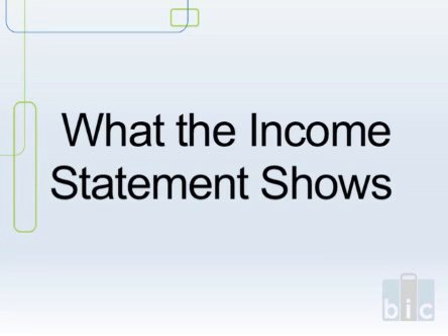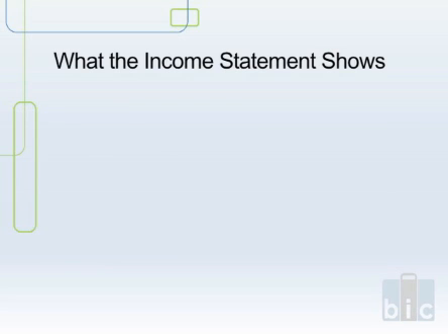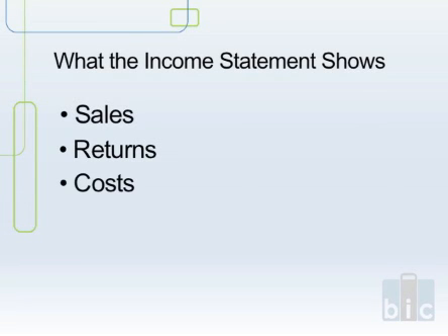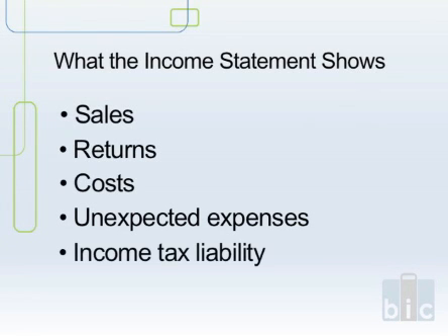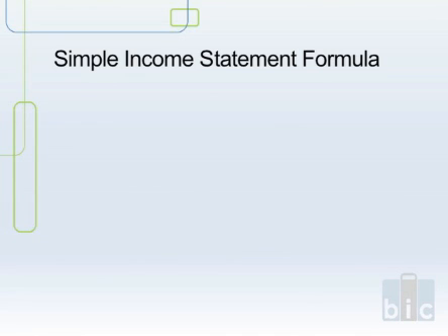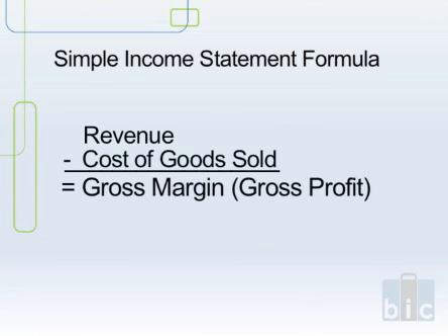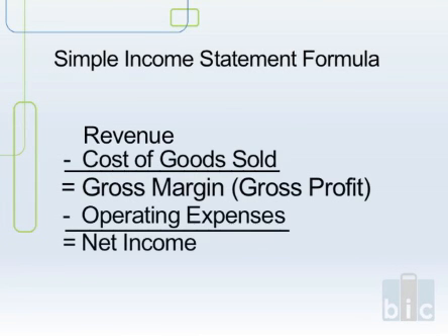Overall, it helps you determine how well the business is doing by showing what kind of sales were made, how many returns there were, what it cost to run the business, whether there were unexpected expenses, and what your income tax liability will be. Now that you know why it's important, let's discuss the specific sections of an income statement. You can think of an income statement using this simple formula. Revenue minus cost of goods sold equals gross margin, or gross profit, minus operating expenses equals net income.